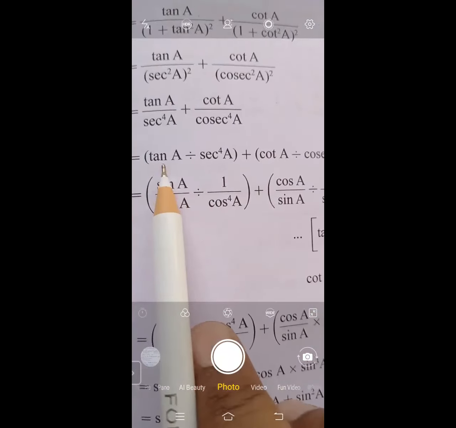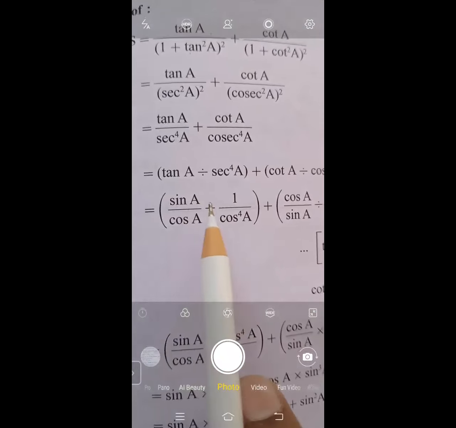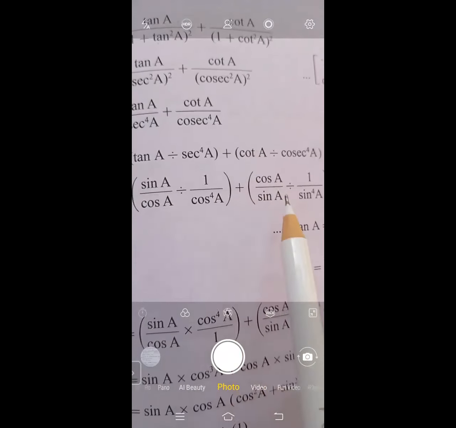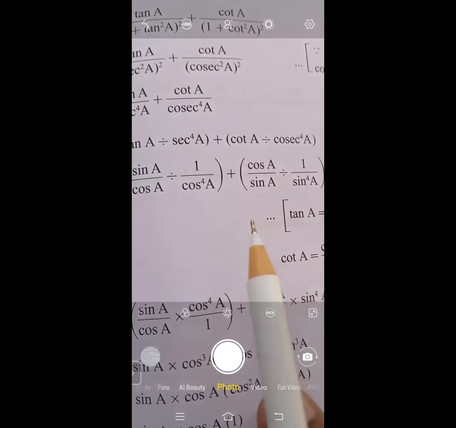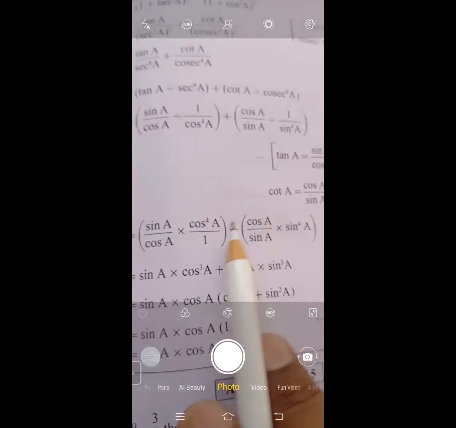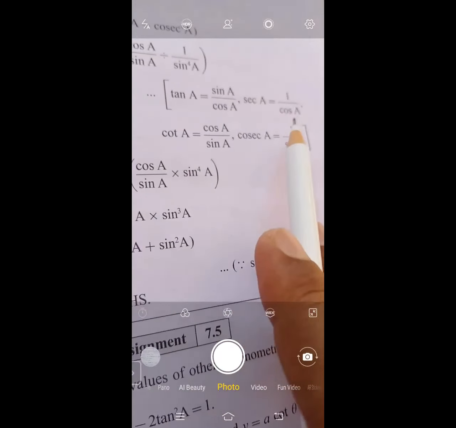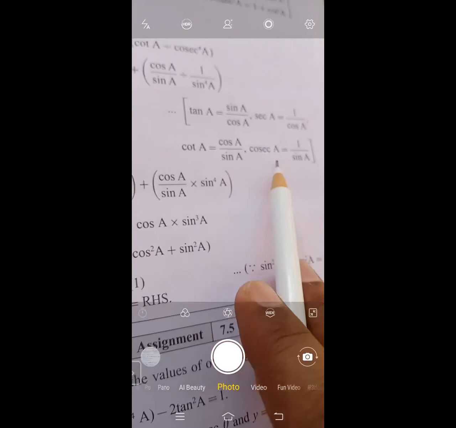Now they have converted this tan into sine and cos. In terms of sine and cos, it becomes sine A divided by cos A, divided by 1 upon cos raised to 4A. Now cot, in terms of sine and cos, is cos A divided by sine A, divided by 1 upon sine raised to 4A. The denominators are the same, but we will take the reciprocal. Tan A is equal to sine A upon cos A, sec A is equal to 1 upon cos A, cot A is equal to cos A upon sine A, and cosec A is equal to 1 upon sine A.